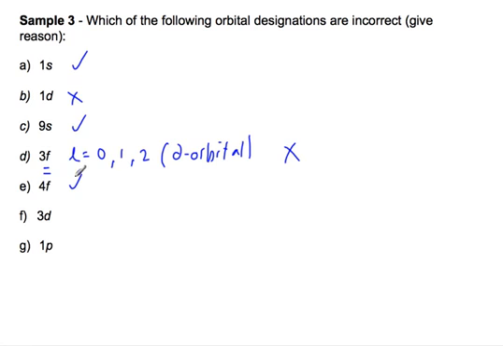3d, well, that's fine. We just did it up here. So 3d works. And 1p, again, does not work. The only orbital present at n equals 1 is an s orbital.